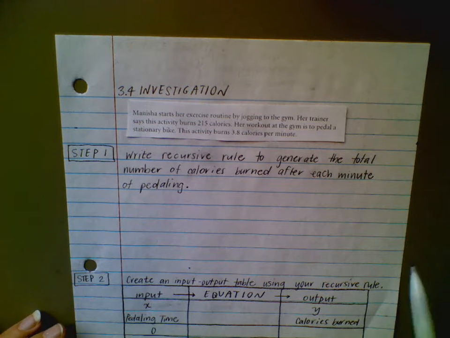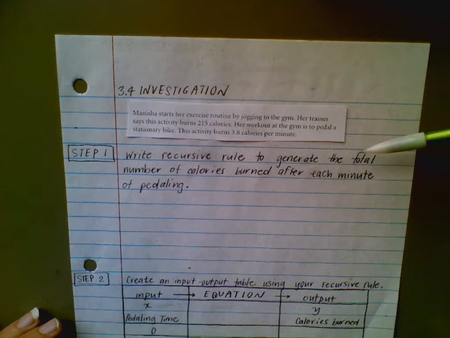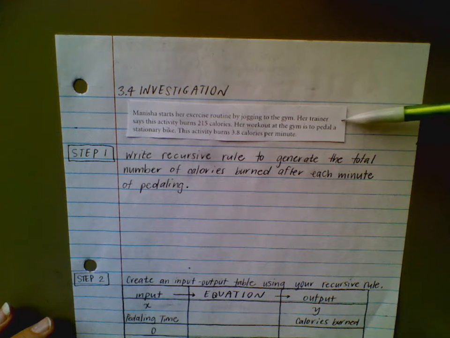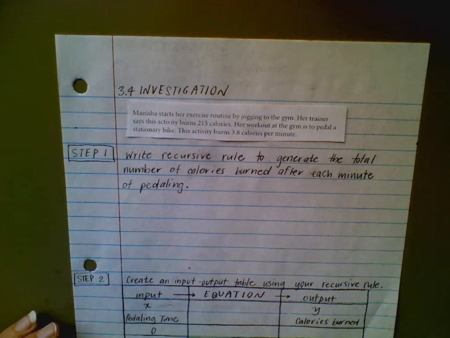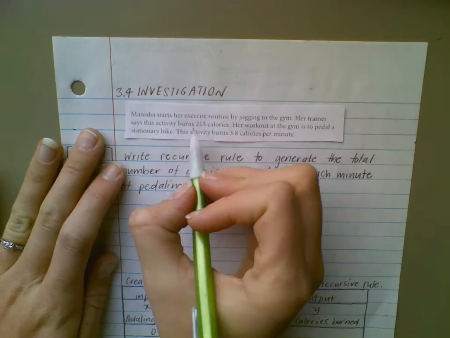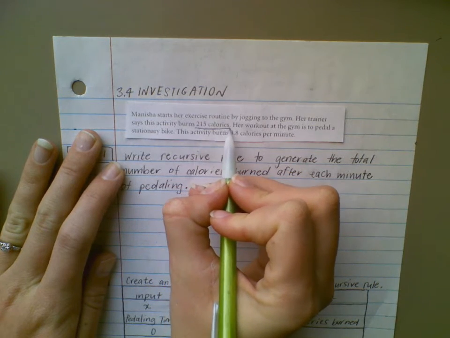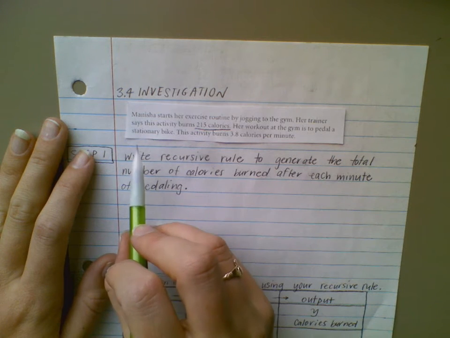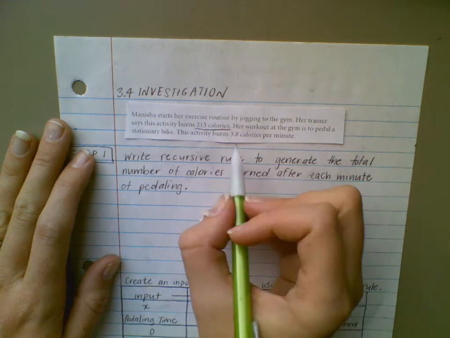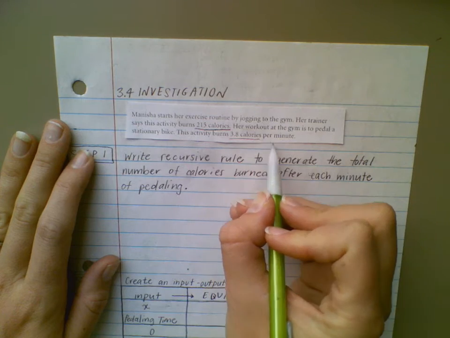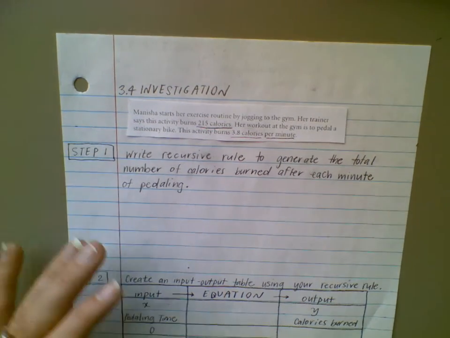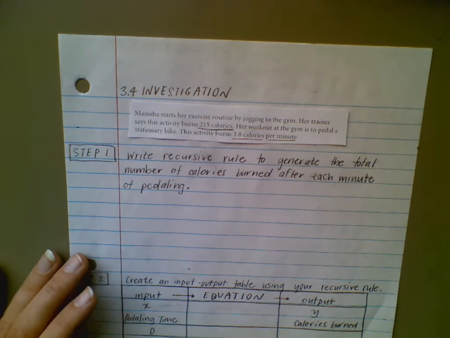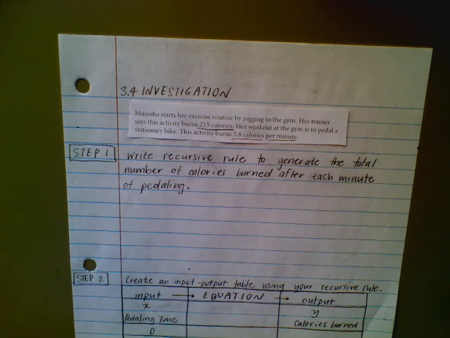So we're going to start looking at our investigation where we're given this situation. A woman named Manisha starts her exercise routine by jogging to the gym. Her trainer says this activity burns 215 calories. Then her workout at the gym is to pedal a stationary bike, and this activity burns 3.8 calories per minute. So I just underlined the key points, the points that we're going to use throughout the investigation.